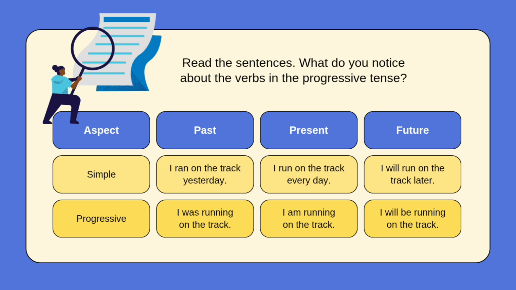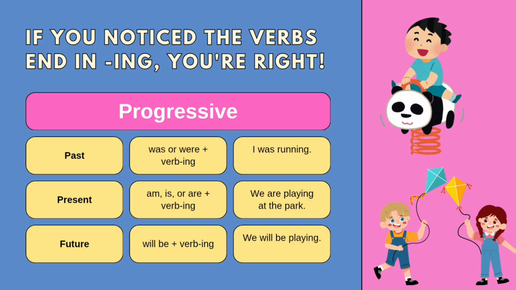In future simple, I will run on the track later. In future progressive, I will be running on the track. What do you notice about the verbs in the progressive tense? If you notice the verbs end in ing, then you are right.